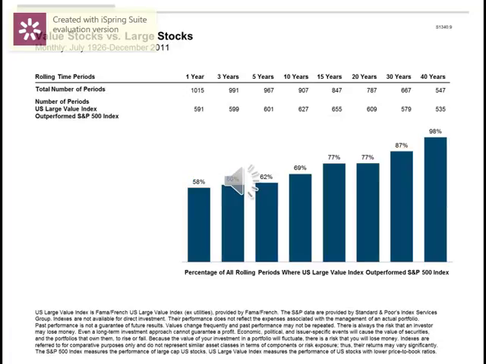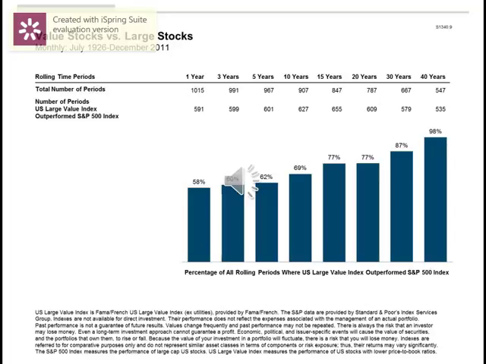This slide documents that the value effect grows stronger over longer periods of time. The chart calculates the frequency that value stocks have outperformed large cap stocks since July 1926. This performance is calculated according to rolling time periods, from 1 year to 40 years. The bars in each column indicate the percentage of the time that the U.S. Large Value Index has outperformed the S&P 500 index for each rolling time period.